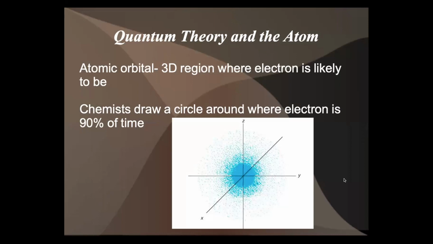Okay, did we copy down the last bullet point on the slide? That chemists draw a circle around where the electron is 90% of the time? That's what an orbital is. An orbital is not a physical boundary you can see. It's just that that's where the electron tends to be most of the time. The electron can be outside that orbital. It's just not as likely to be outside the orbital.